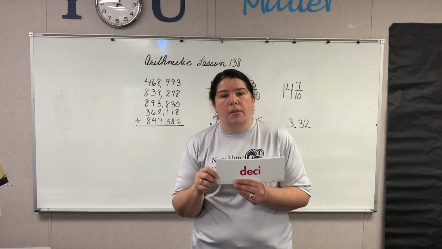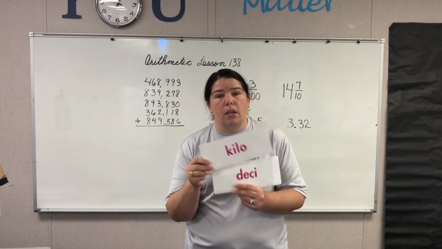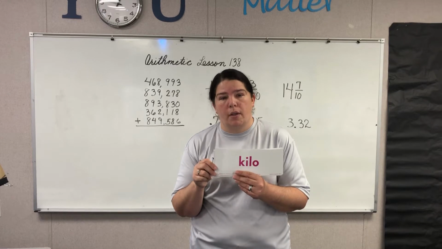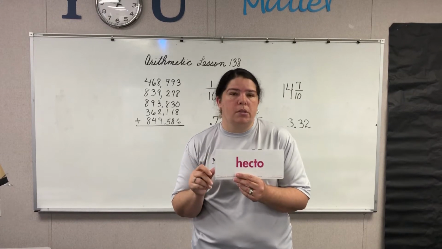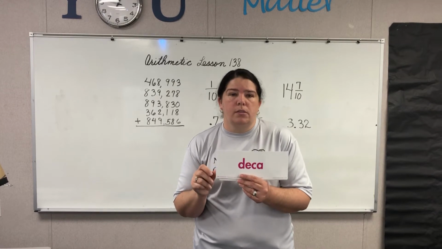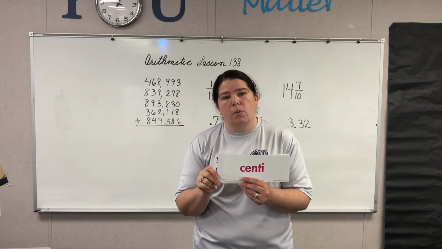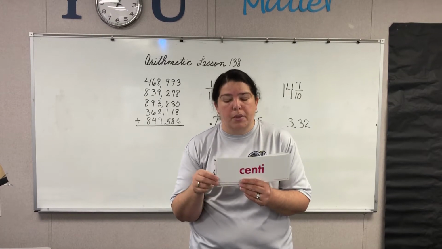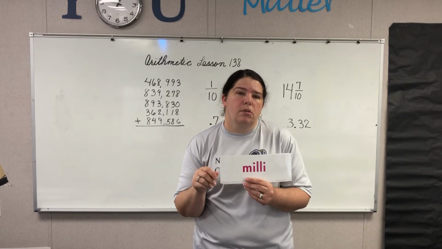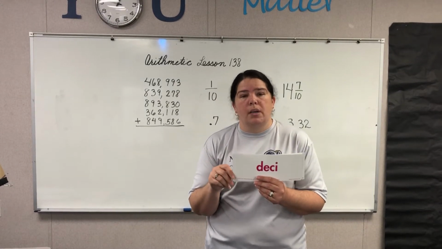You tell me the fraction or the number that it represents. Kilo equals 1,000. Hecto equals 100. Deca equals 10. Centi equals 1/100th. Milli equals 1/1000th. And deci equals 1/10th.